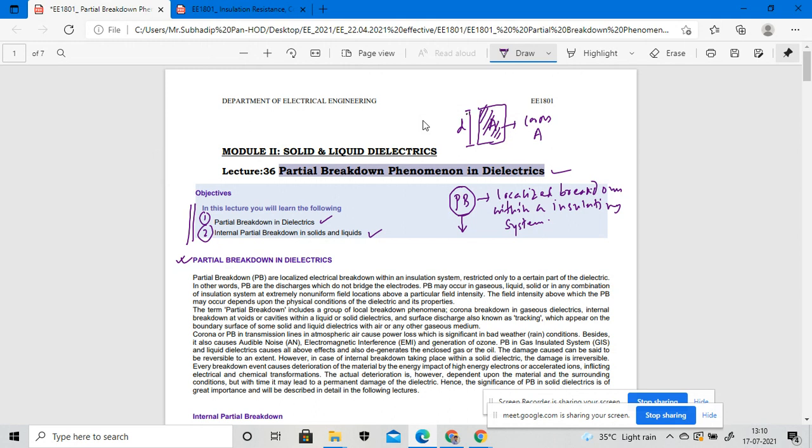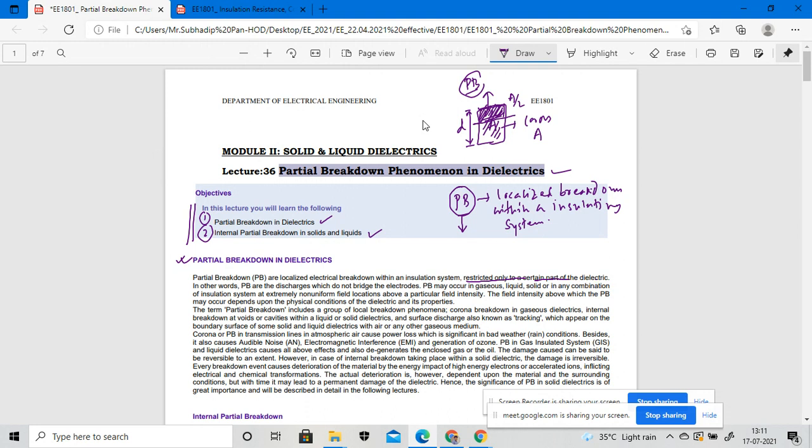If we consider this dielectric having a length d and a total cross-sectional area A, the partial breakdown will restrict itself only to a certain part of the dielectric, not the full part. Suppose a partial breakdown takes place in this particular part only, say A by 2. So the partial breakdown process will be restricted to a certain part of the dielectric.